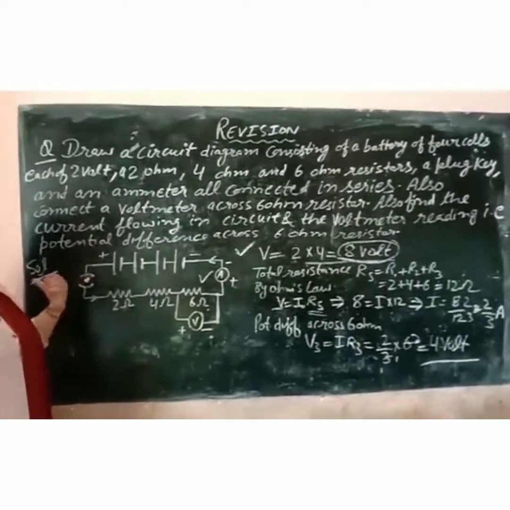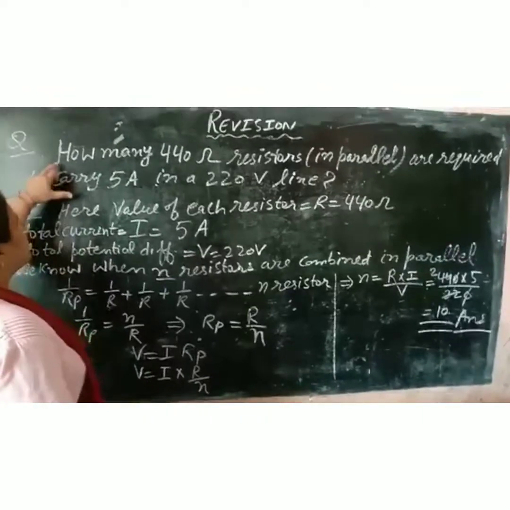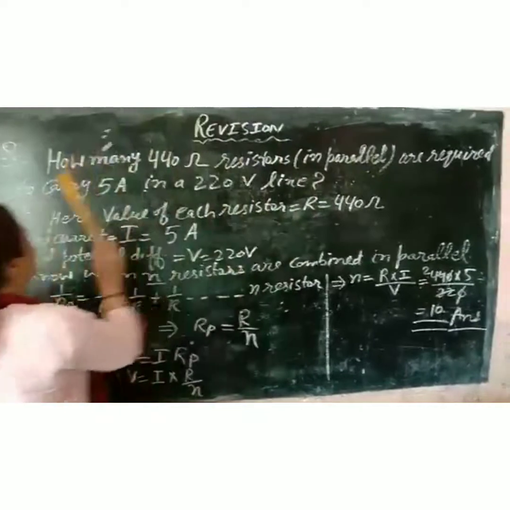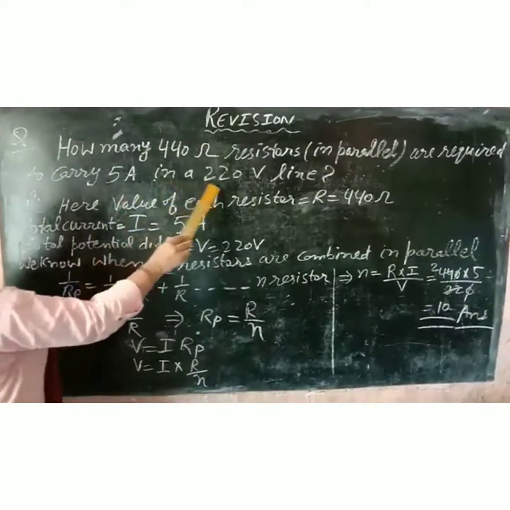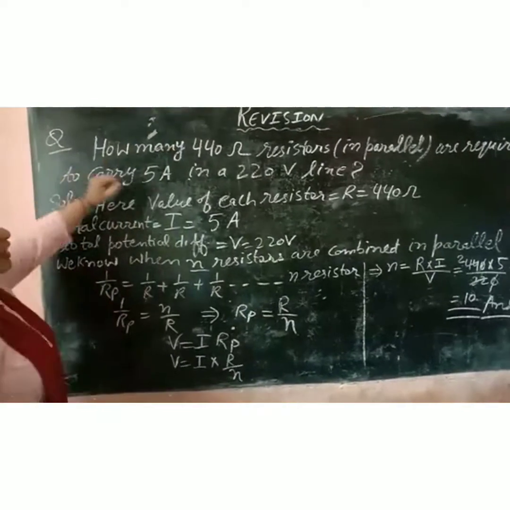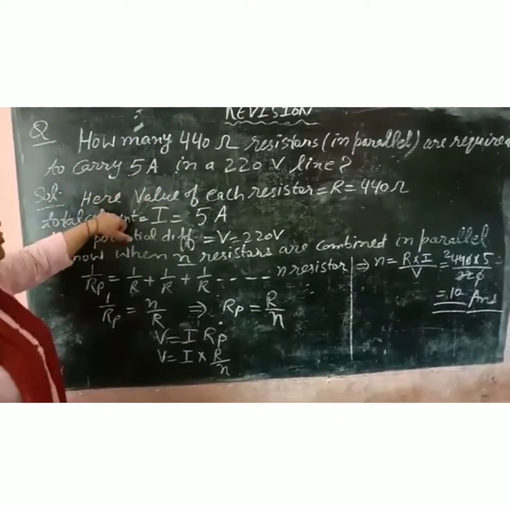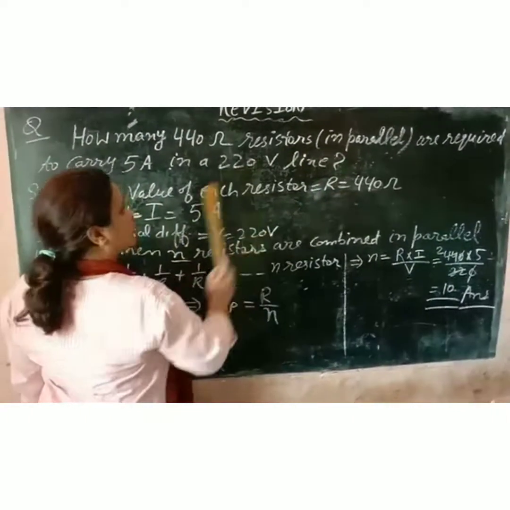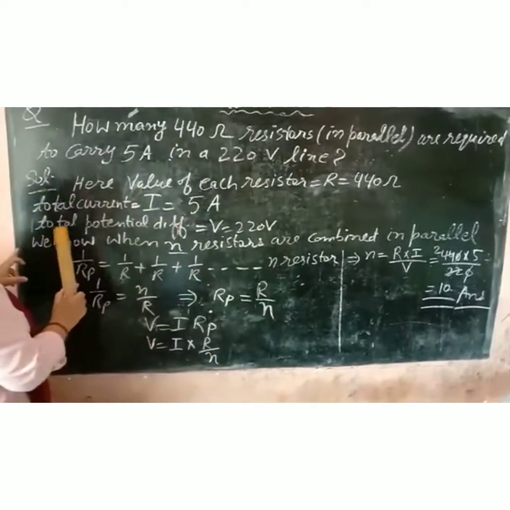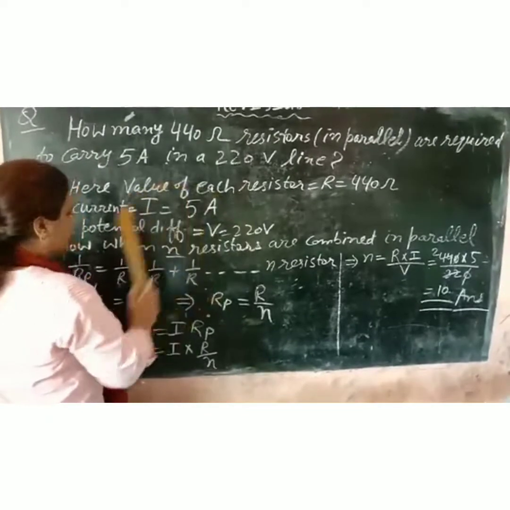Now let's do the next question. How many 440 ohm resistors in parallel are required to carry 5 ampere in a 220 volt line? So number of resistors you have to calculate connected in parallel. So value of each resistor is given, 440 ohms. Total current they withdraw when they are connected in parallel is 5 ampere. Total potential difference is 220 volt.